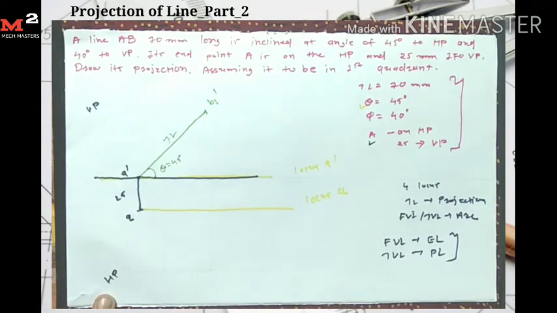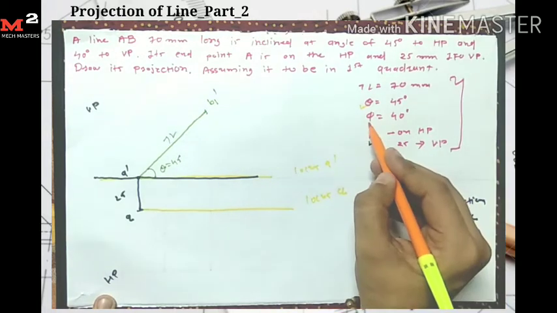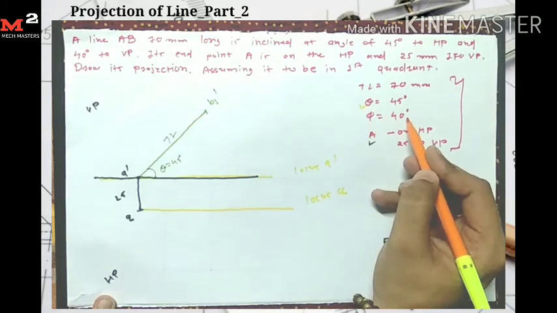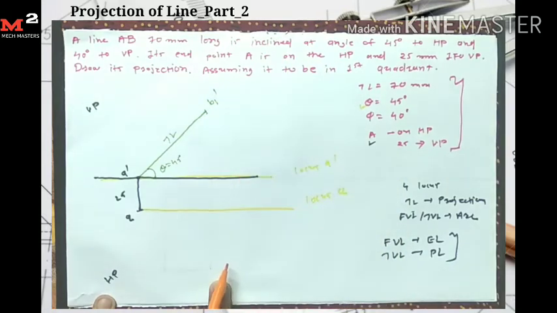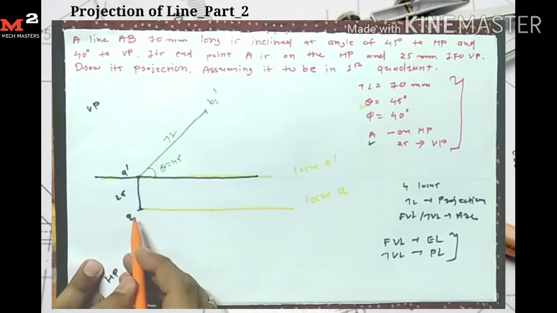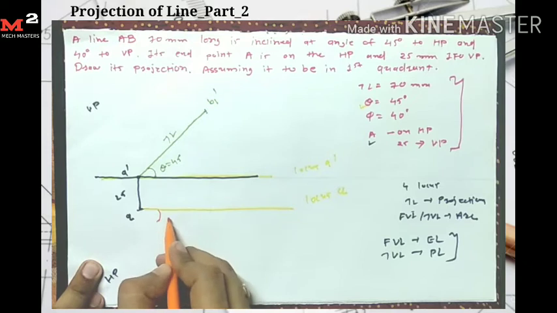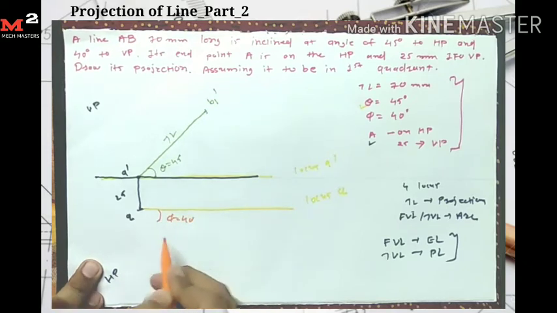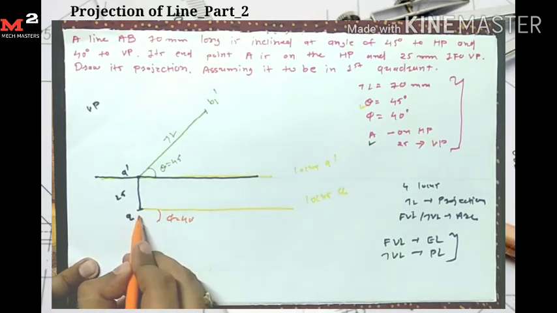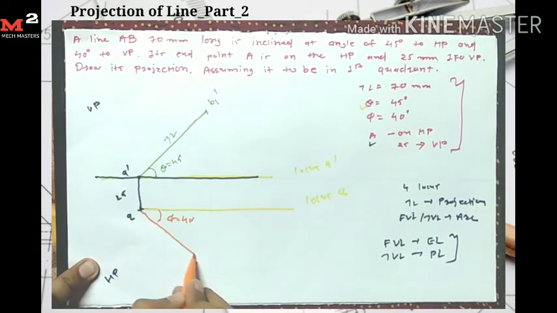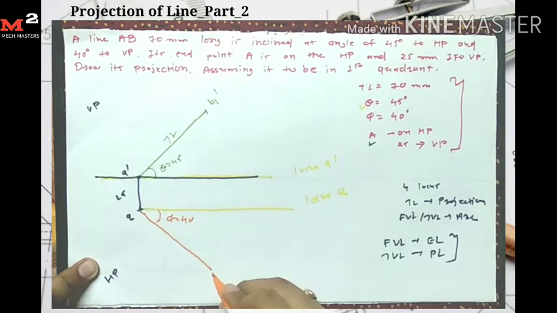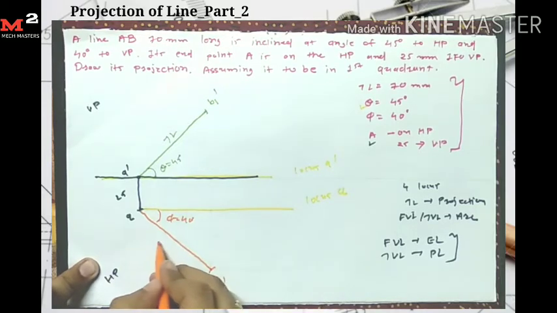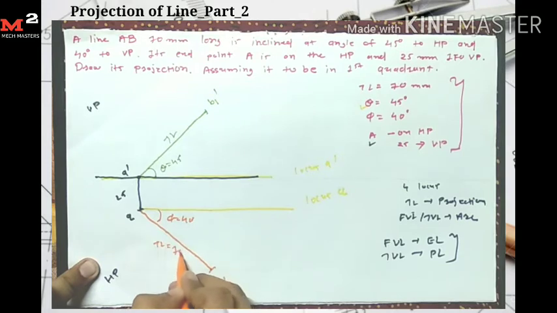Now here the angle phi is equal to 40 degrees. The line makes an angle of 40 degrees with the vertical plane, so we represent it on HP. From point A I take the angle phi equal to 40 degrees and length equal to the true length, 70 mm. I draw one line here, and here I get my point B1. This length is equal to the true length, 70 mm.